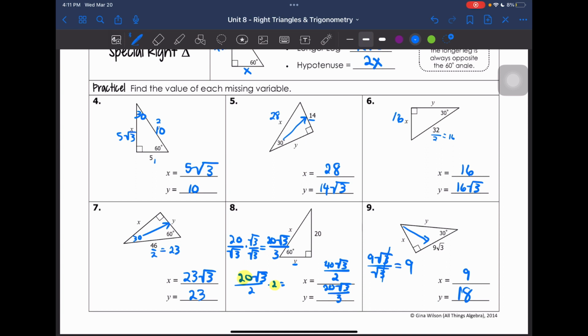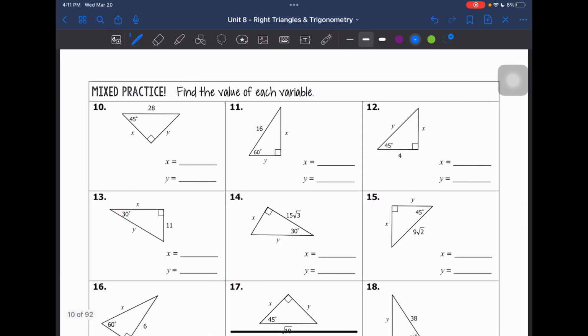And that's it. So let's go on to the next page and start to do some mixed practice where some of these are 45, 45, 90, and some of them are 30, 60, 90. So number 10, I can tell that it's a 45, 45, 90. Remember that the pattern for these, when it's 45, 45, 90, is 1, 1, root 2. If it's a 30, 60, 90, the pattern is 1, 2, root 3.